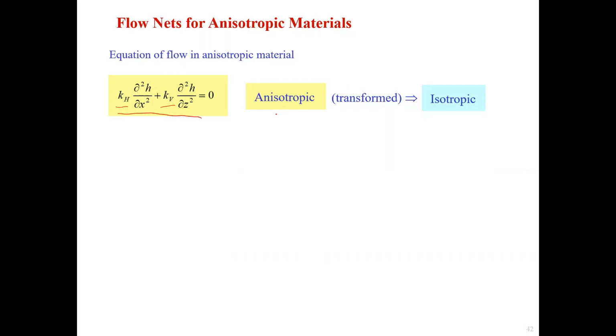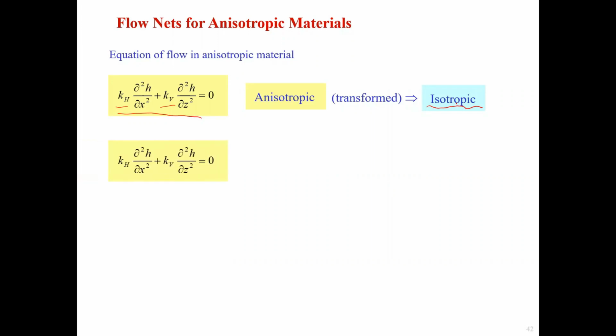Because when we draw the flow net for anisotropic materials, we can't draw it straight away because the permeabilities are not the same. So the original rules and policy don't work for an anisotropic material. So we have to convert to the equivalent isotropic case, and then we are able to draw the flow nets and do the calculation, like calculate the seepage or the water pressure.